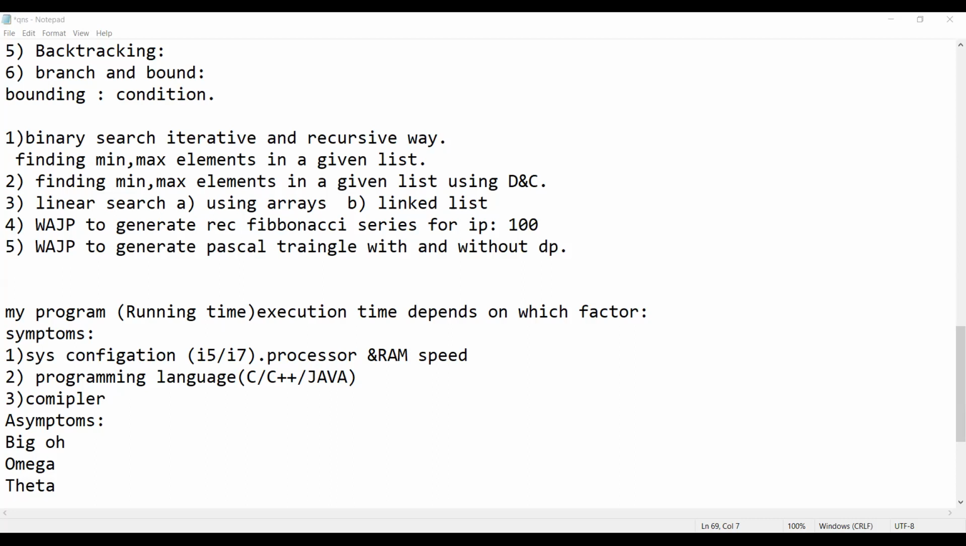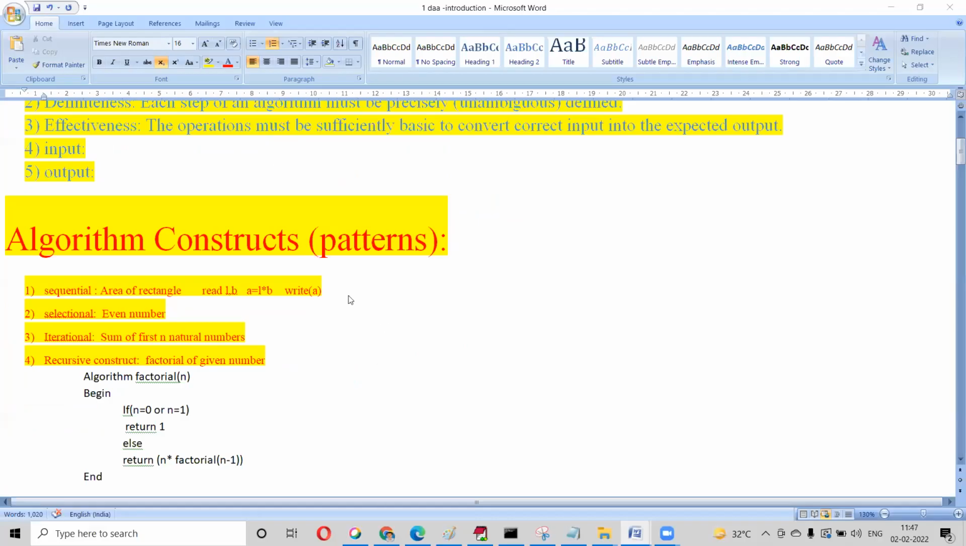Children, are you able to see my Word document? Print area. All right, so write area. Right, so simply this one. So next, selectional. Sir, we are unable to see. You are unable to see. Just one second, I will share this. New share, this one. Yeah, so now I think you are able to see my algorithm.